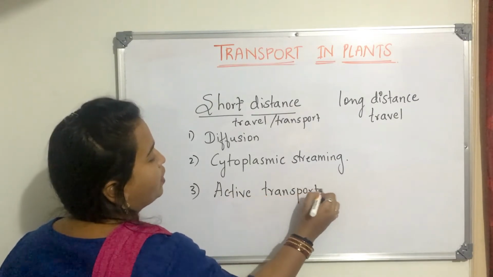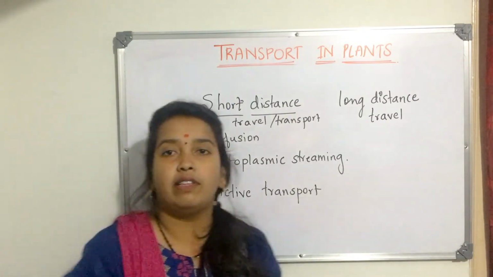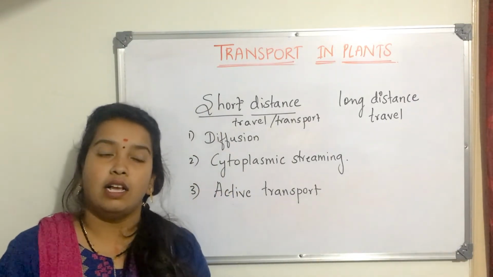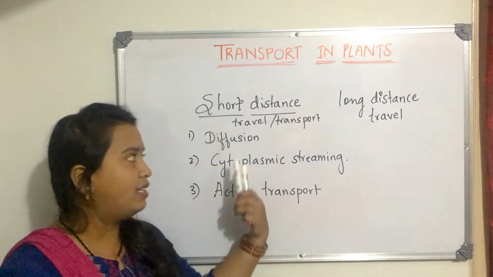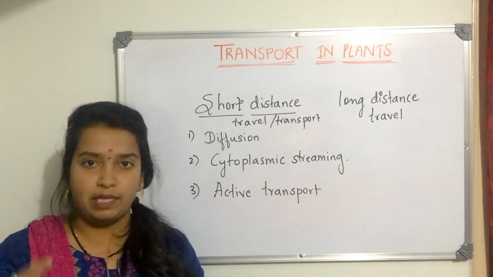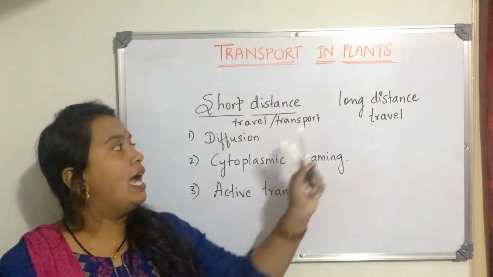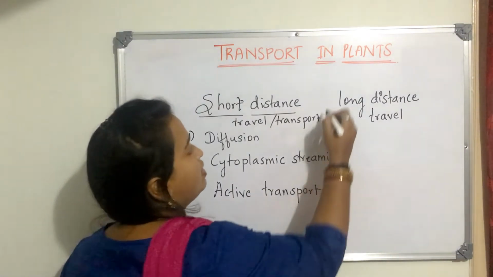Active transport. As I told you, initially when things are entering the cell and moving cell by cell, it has to be done through these three methods. One by one we'll be studying them: what is diffusion, what is cytoplasmic streaming, what is active transport. And before that, we'll understand long distance transport.